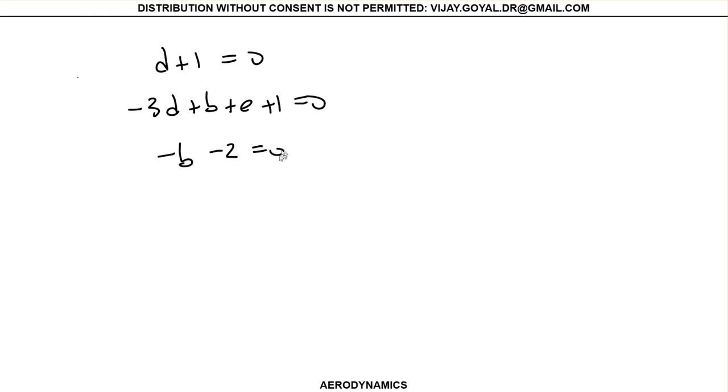So if you solve for those coefficients, d plus 1 is equal to 0, and minus 3d plus b plus e plus 1 equals 0, and minus b minus 2 is equal to 0. And from this one, you find that d is equal to minus 1. From here, you find that b is equal to minus 2. And I take these two equations and plug them inside here, and you can find that e is equal to minus 2.